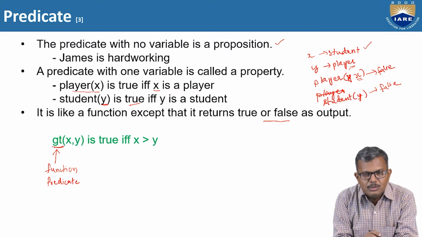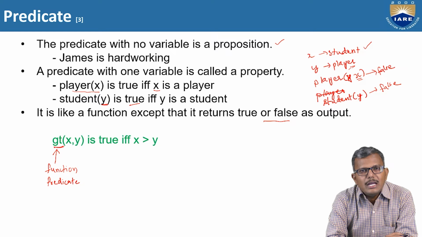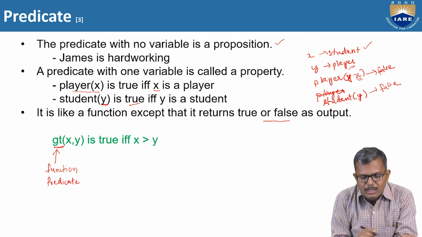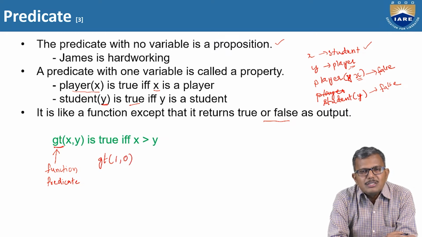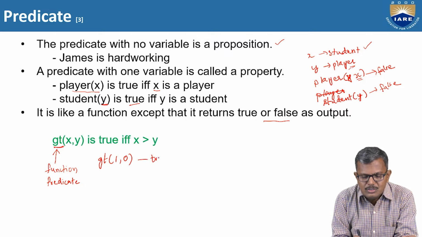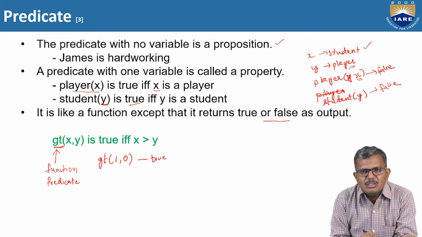What this gt, we are using this gt. Gt is nothing but greater than. Whenever I write gt x comma y, that means that I am comparing the value of x with y. I will take one example: gt of 1 comma 0. If I represent gt of 1 comma 0, that means that I am doing a comparison between 1 and 0. 1 is greater than 0. So if it is the case, you are going to get the answer as true. If it is not the case, the answer you are going to get is false.